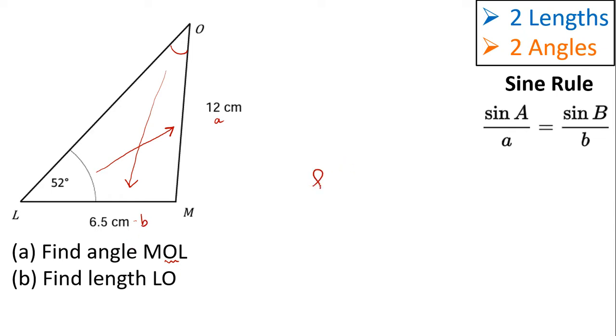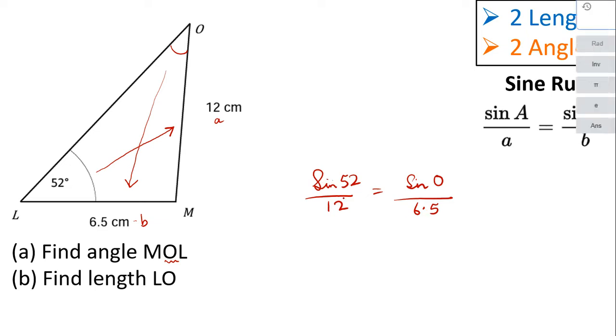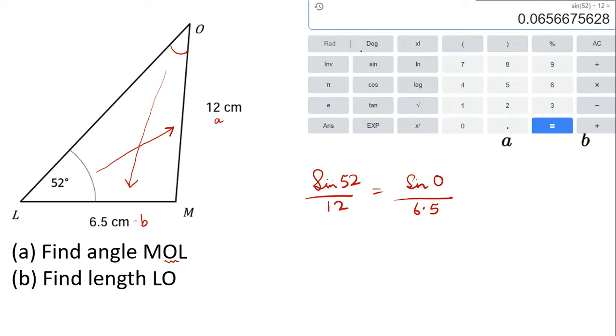So if I write that down, sine 52 over 12 equals sine O, because it's unknown, so I can just keep it as O, sine O divided by 6.5, that's my b. Now, first thing I'm going to do is sine 52 over 12. If you check that out on your calculator, first thing, make sure your calculator is set on degrees, and then sine 52 divided by 12 gives me 0.065667 and so on. So I could just write 0.0657 equals sine O over 6.5.